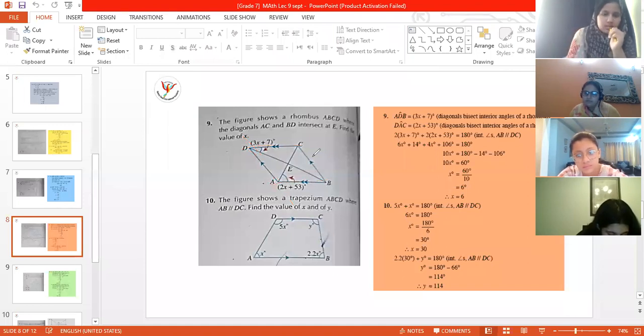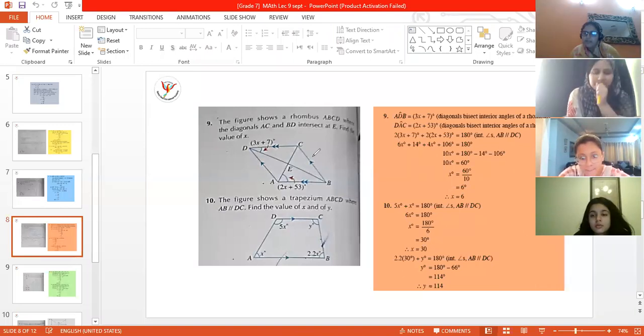Let it be simple. Right, Zaina? Let it be simple. Where the concept of parallel lines is used, use it. Where the concept of triangle is used, then use the triangle concept. Right?